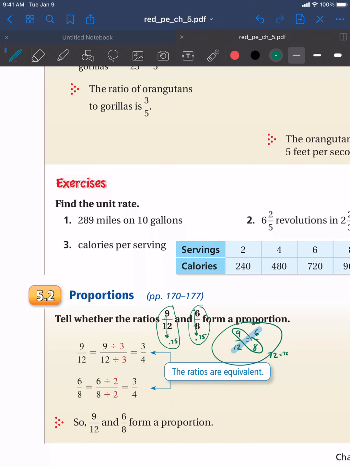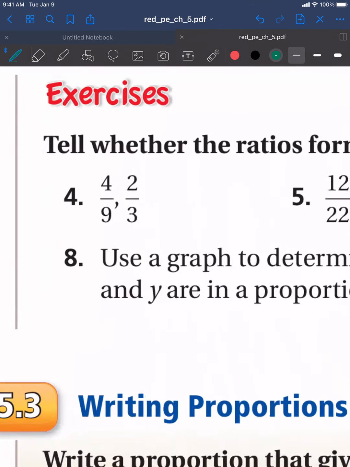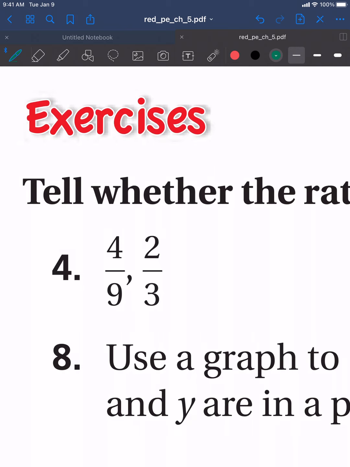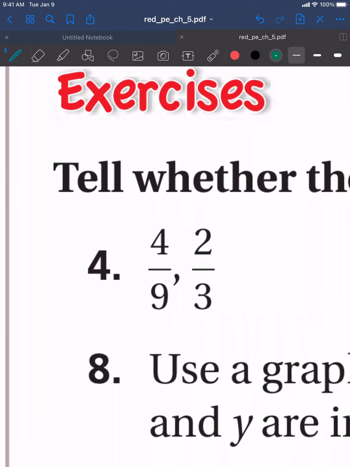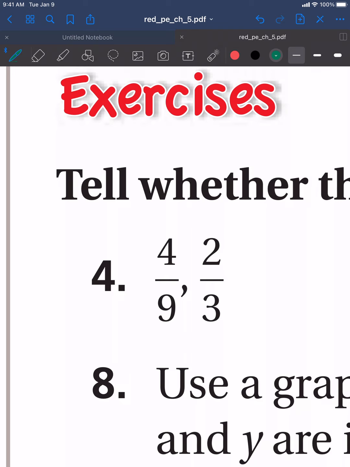Okay? Let's do some examples now. Write 4/9 and 2/3 in your notes. Tell whether the ratios form a proportion. Now, is this one of those ones where you can say 2 times 2 is 4, oh, but then you'd have to do it to the same down here, right? Okay, so we can't use that method as a guarantee.